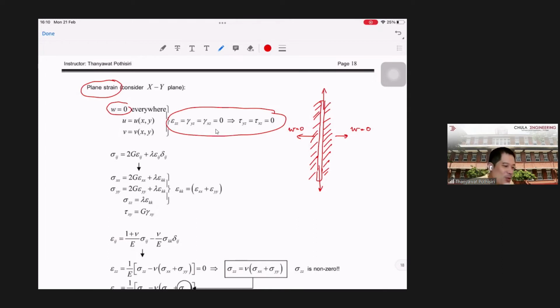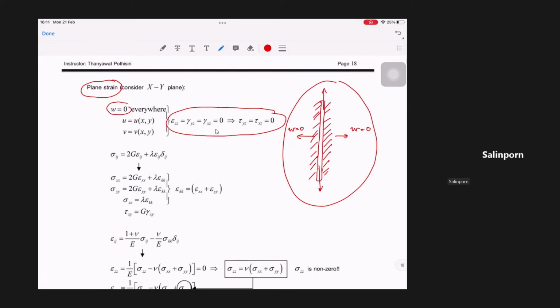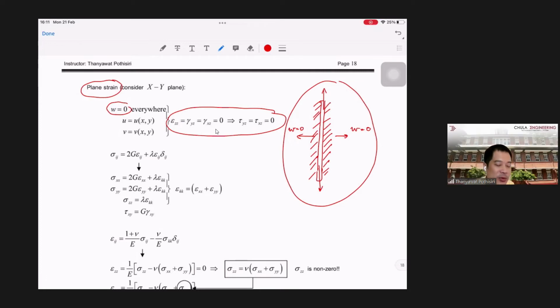So what kind of structure would look something like this? Can you think of any structure that would behave this way? Let me ask Celine Porn. Celine Porn, are you there? Yes, can you think of any structure that would behave this way with no out-of-plane displacement?